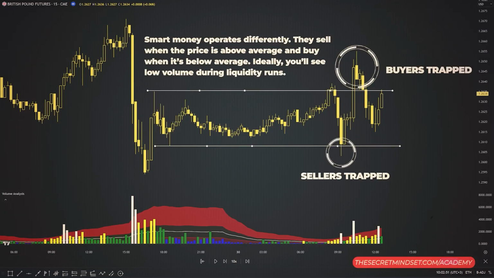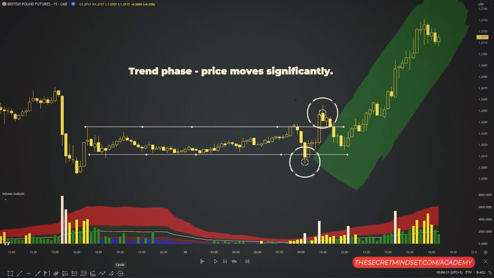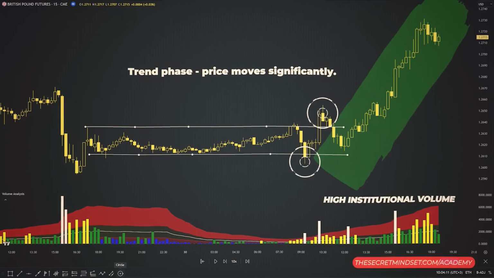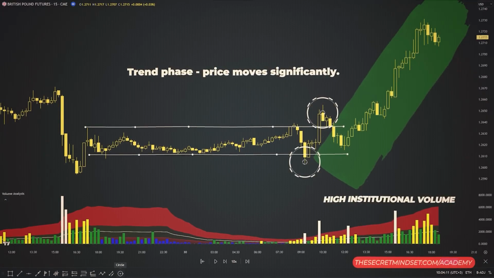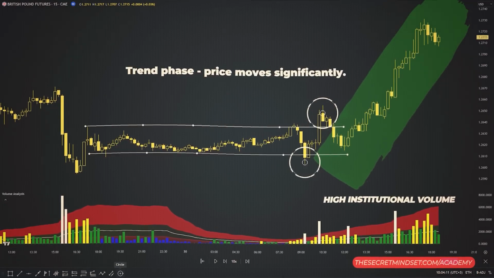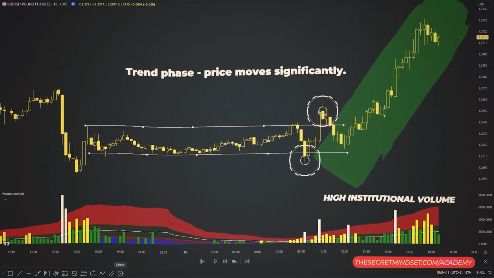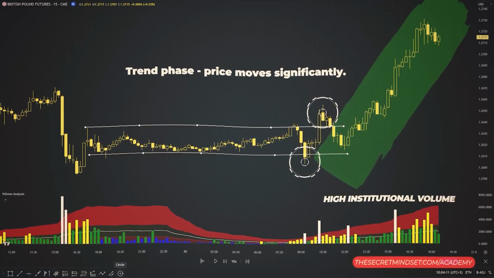If you look at the volume at the time of the fake breakouts, you'll see that it's low. Lastly, we have the trend phase, where we see the price move significantly, and you'll notice a volume increase during this phase. You cannot control when or how these phases occur, but if you try to understand them, you can improve your trading approach and have a better grasp of the market dynamics.